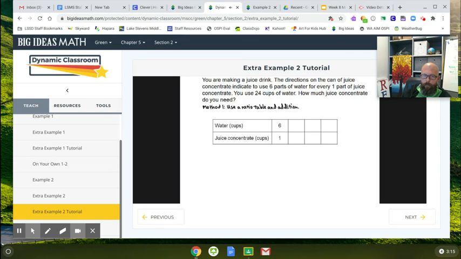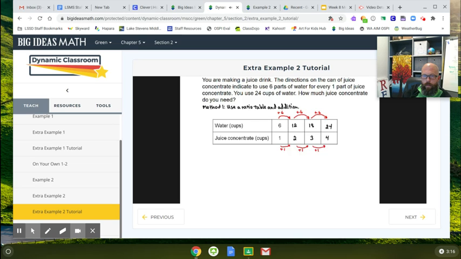6 plus 6 is equal to 12. 1 plus 1 is equal to 2. 12 plus 6 is equal to 18. 2 plus 1 is equal to 3. 18 plus 6 is equal to 24, and 3 plus 1 is equal to 4. The ratio 24-to-4 is equivalent to 6-to-1, so you need 4 cups of juice concentrate.